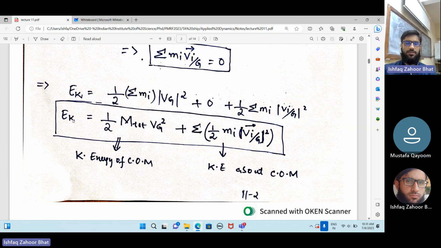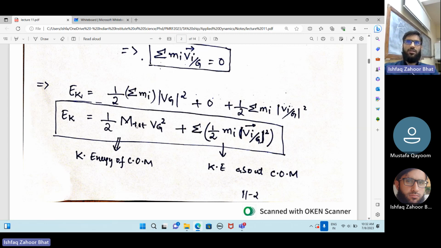So the kinetic energy of the system is nothing but the summation of the kinetic energy of each of the particles. And that comes out to be equal to half of the total mass of the system and the velocity of the center of mass squared. So it is something like the kinetic energy of the center of mass. So maybe initially you would have guessed that the kinetic energy of the system is nothing but the kinetic energy of the center of mass, but something else is also there. We have this thing, that is the kinetic energy about the center of mass.